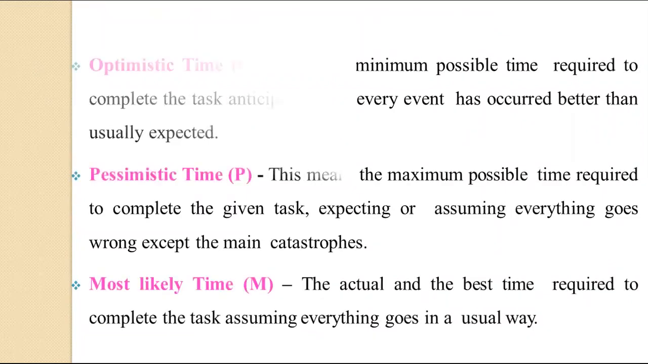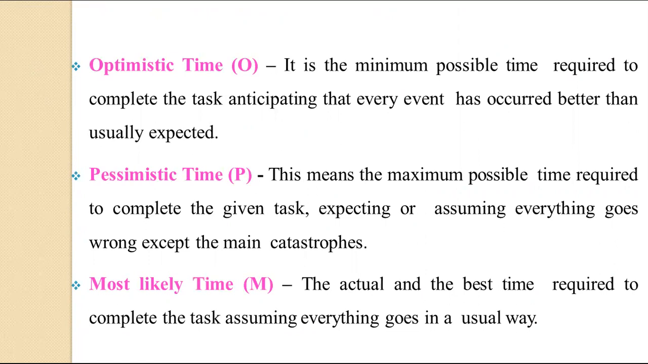The third one is optimistic time, O. It is the minimum possible time required to complete the task, anticipating that every event goes better than usually expected. And the fourth one is pessimistic time, P. This means the maximum possible time required to complete the given task, assuming everything goes wrong except the major catastrophes.